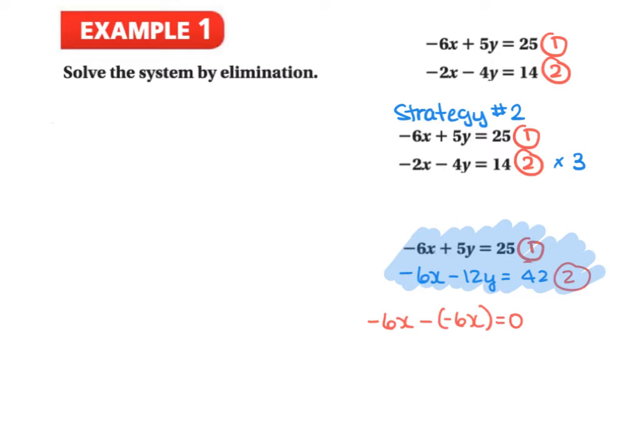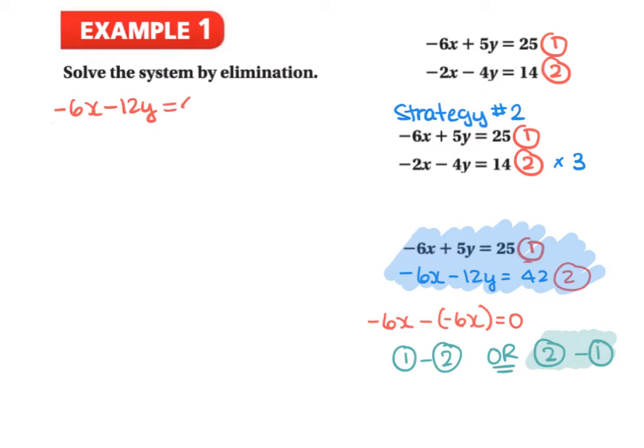Now the second part is, should I do equation 1 take away equation 2, or equation 2 take away equation 1? Again, you want to do what's easier for you. For myself, I'm going to do equation 2 take away equation 1, only because 42 take away 25 is a lot easier than 25 take away 42. So I'm going to rewrite my equations, because I want to put equation 2 on the top. Negative 6x minus 12y is equal to 42, and I've got negative 6x plus 5y is equal to 25. And we're going to subtract our two equations, so I'll put a subtraction sign there.